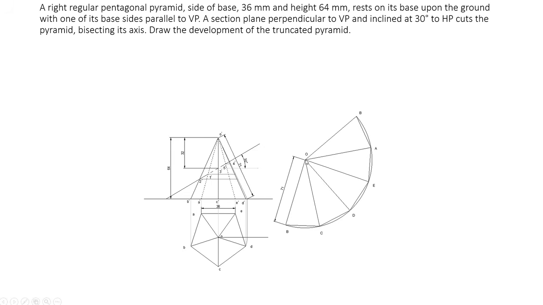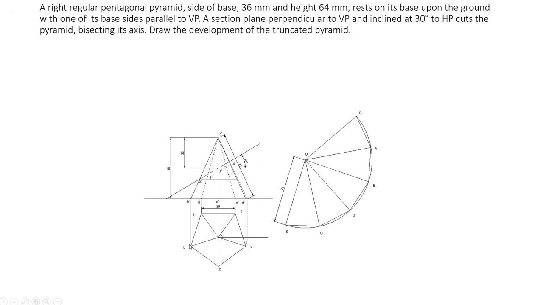So mark a point here, and with 71 mm as radius, you draw an arc like this. Now we will start from here. This edge length is 36 mm. So from here you mark 36 mm five times. So you can get those points.